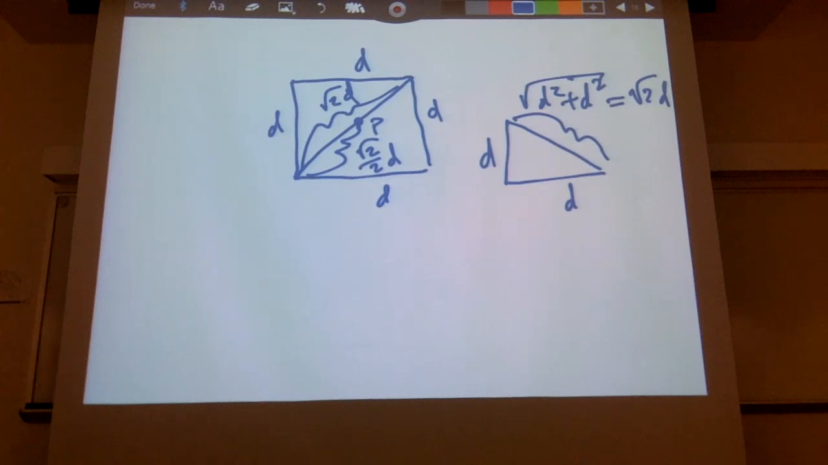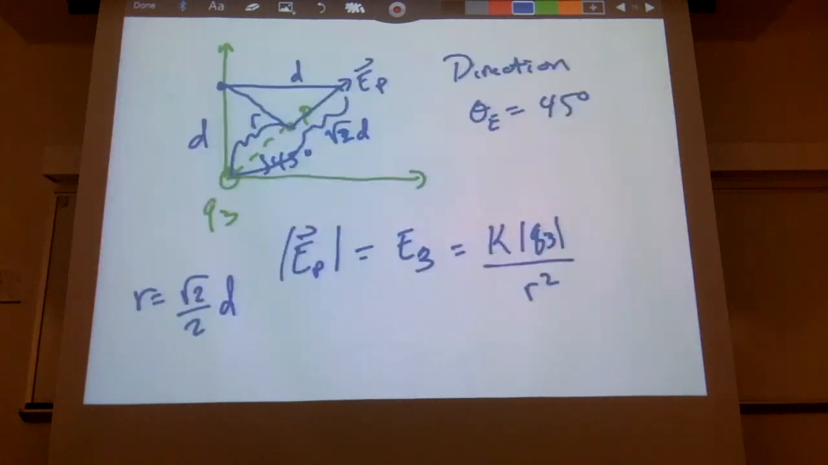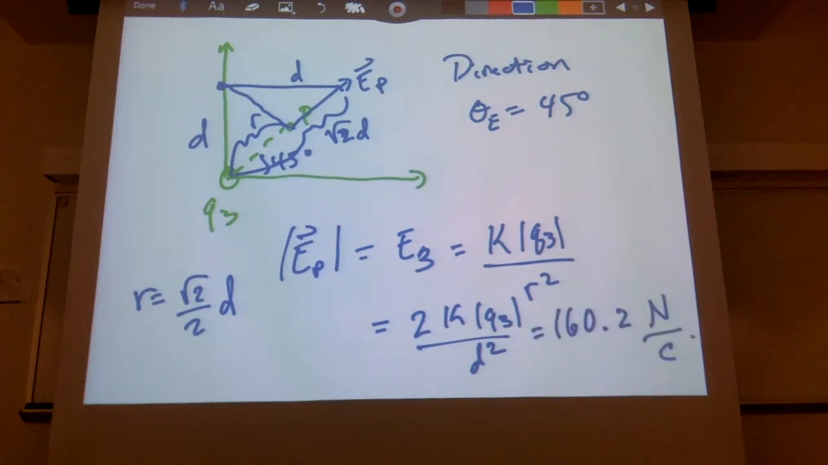Okay. So good. Let's go back. So now this is essentially going to be equal to 4 times K. Actually, no, it's not 4. If I square this, it's actually going to be 2K magnitude of Q3 divided by D squared. Plug in our numbers, and we find in this case that the magnitude is equal to 160.2 newtons per coulomb.